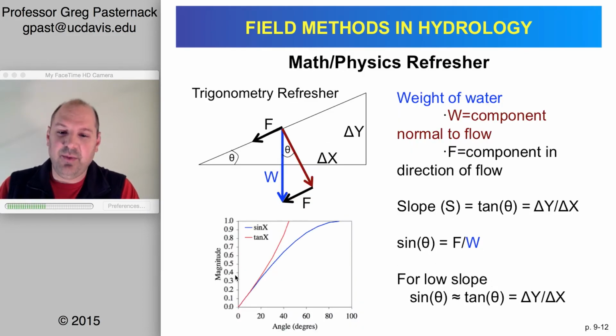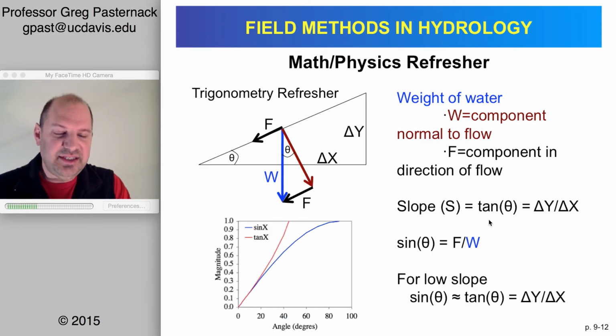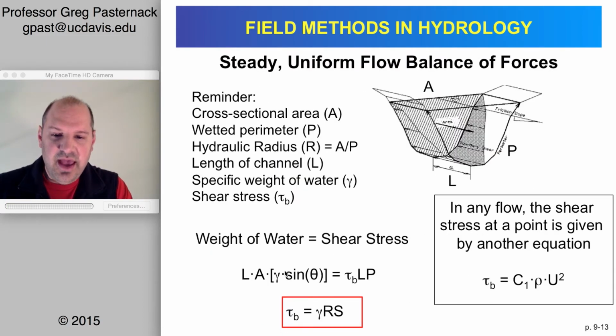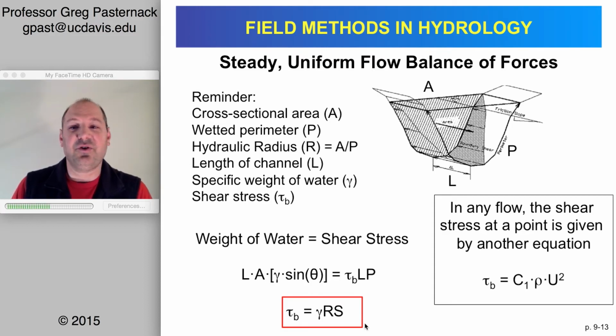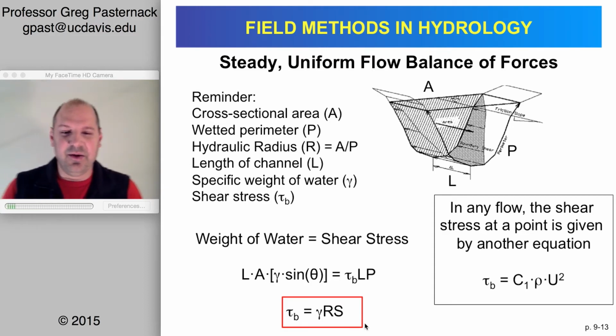It doesn't, but again, within like 10 degrees, it does. So we're going to use sine theta to represent the slope, and then we also have the unit weight of water. So this tells us that the shear stress on the bed is equal to gamma RS. This is one of the most simple and basic functions that's been used in river science for decades. This is called the depth-slope product.